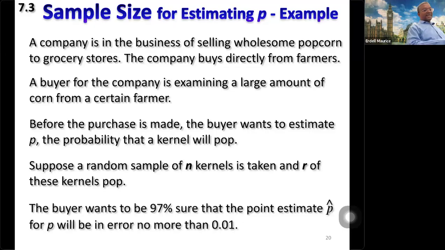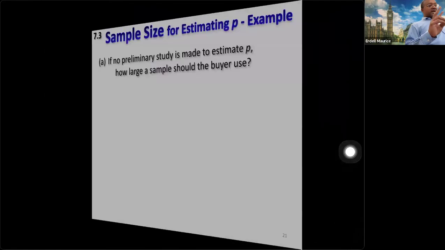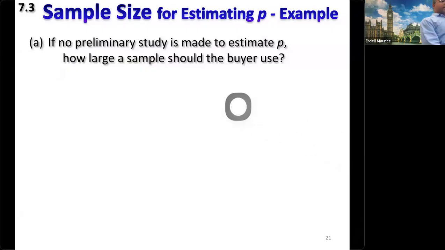The buyers want to be 97% sure that the point estimate p will only have an error of no more than 0.01. So they're giving us the confidence level, 97%, and they're giving us E, 0.01. And so we just need one more number, p hat, q hat, to figure out the size of n. They're going to split it up into two scenarios. A, if no preliminary study is made on the estimate of p, how many kernels should they use?